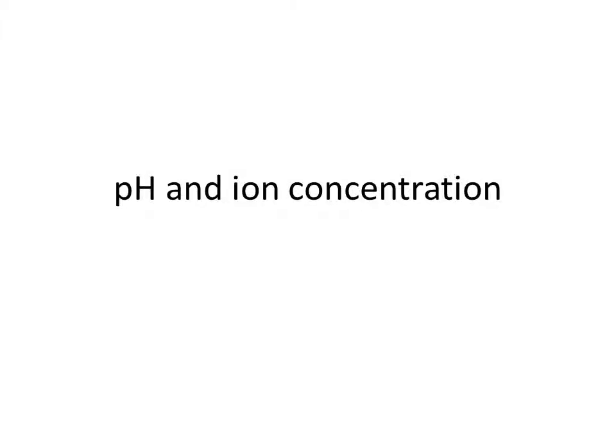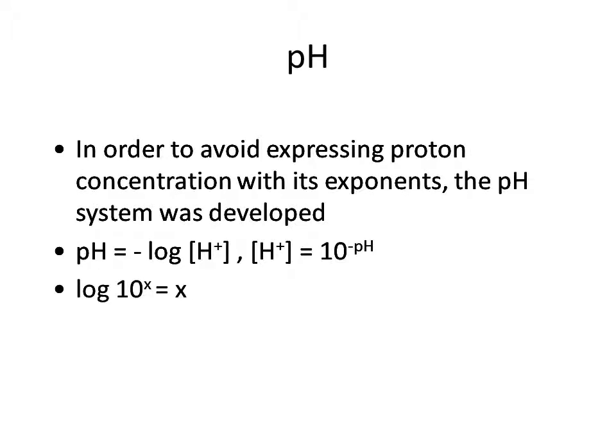Many people don't like exponents, and so a long time ago, chemists started having a non-exponent way of expressing proton concentration. It was called pH. Anytime you put P in front of something, it means that you're taking the negative log of that number. So pH means the negative log of proton concentrations.